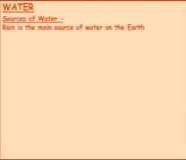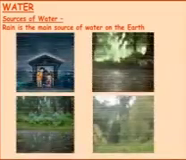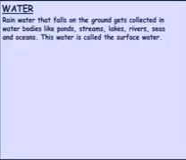Now let's learn sources of water. Rain is the main source of water on the earth. Rainwater that falls on the ground gets collected in water bodies like ponds, streams, lakes, rivers, seas, and oceans. This water is called the surface water.